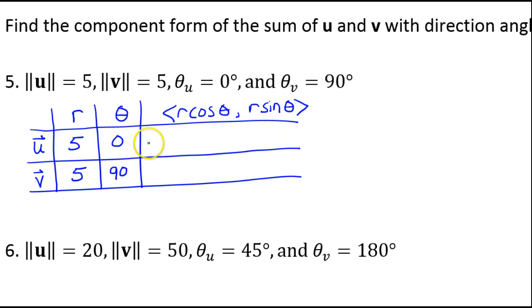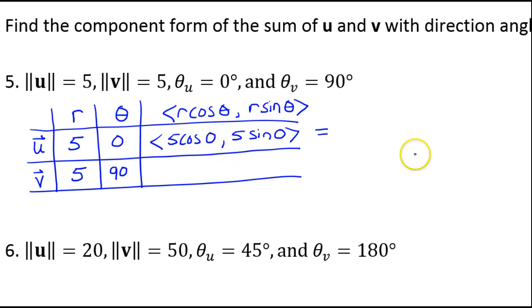So for vector u, that's going to be r cosine theta, which will become 5 cosine 0, and r sine theta for the vertical component will be 5 sine 0. Let's go ahead and see what that is. Wait, I accidentally put theta instead of 0. 5 cosine 0, 5 sine 0.